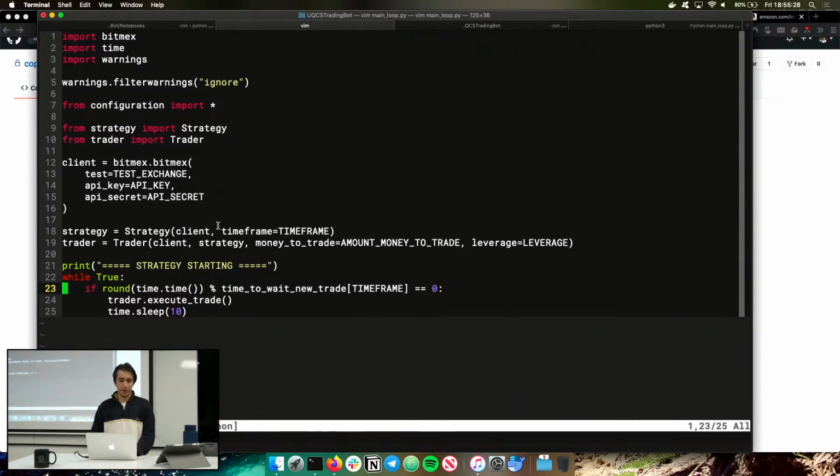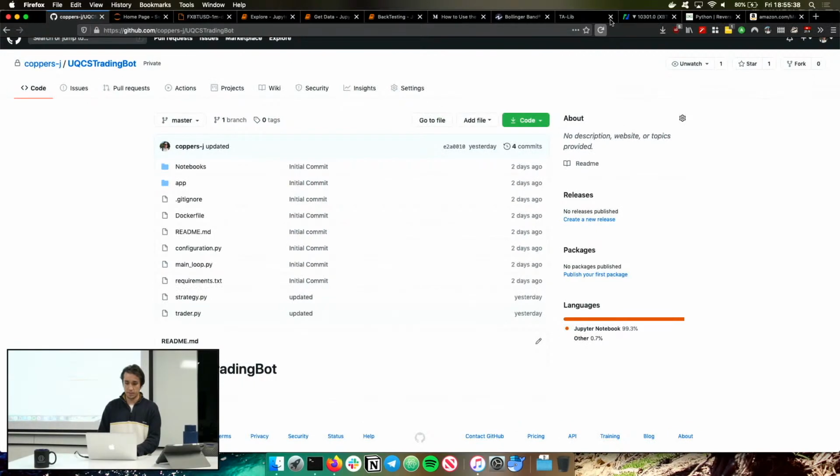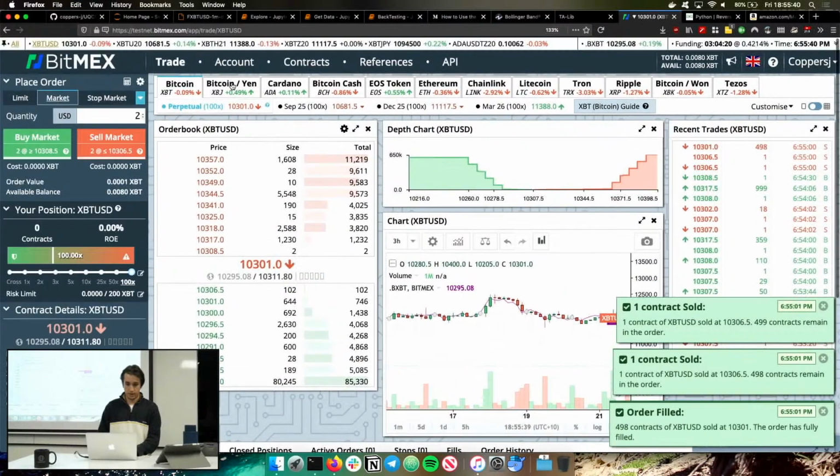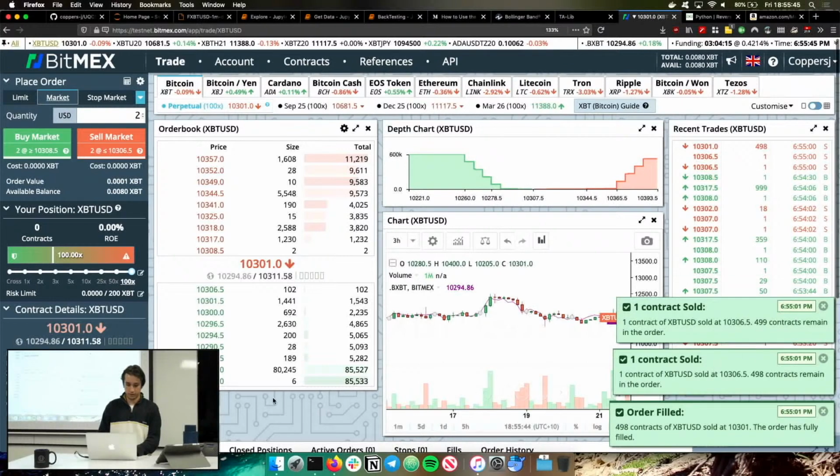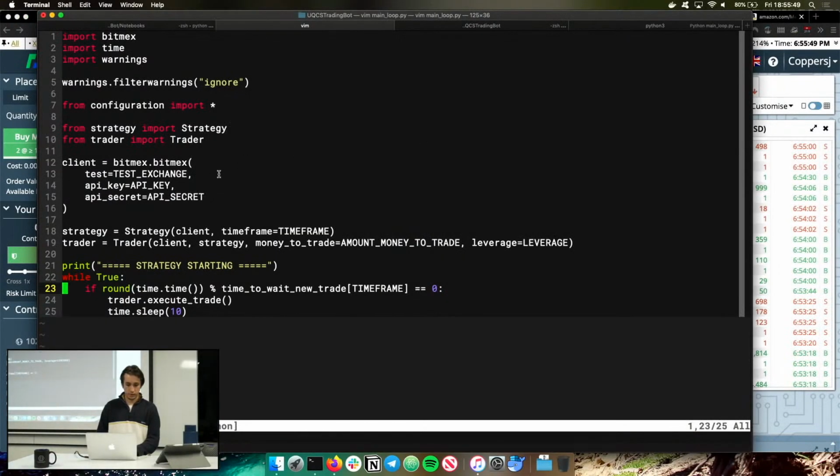But all this does is create a client using the Bitmex API, set up using the keys that you'd get on the API tab up here. We can see it's sold a contract there. So we just use our keys, which are stored in a config.py, which I'm not going to show because I don't want to show API keys on stream.